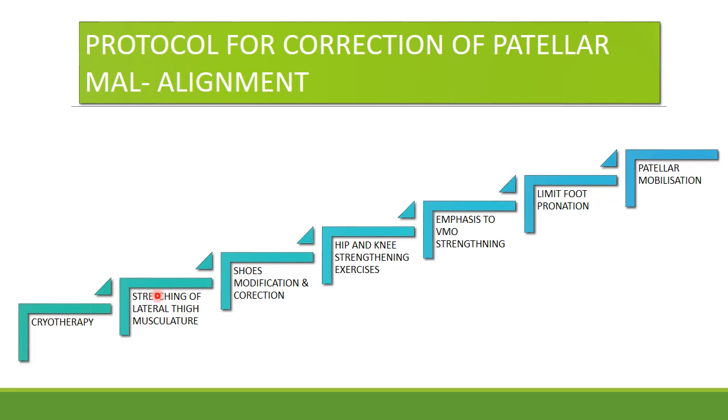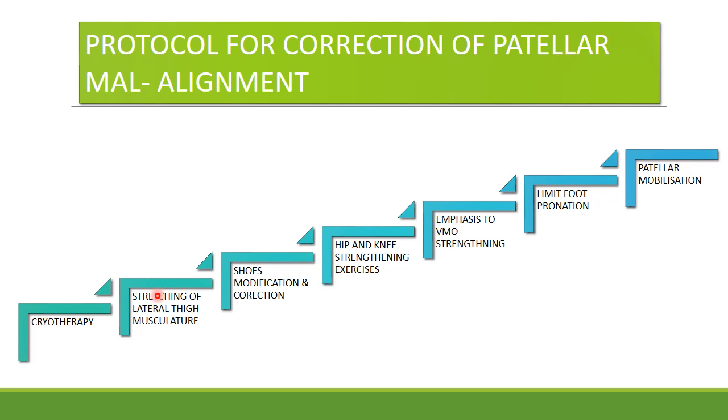Then stretching is emphasized. Stretching of the lateral thigh musculature that includes tensor fasciae latae, your gluteus medius, maximus muscles, your IT band, which is usually very tight when there is an increase in the Q angle. Most important is shoe modification and correction, because most of the time your foot alignment changes and that's why it increases the Q angle. There are anti-pronation kind of shoe inserts available in the market, so you can have them and get a neutral foot.